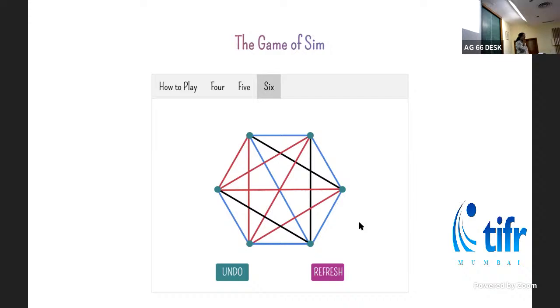Wait a second. Tum kyun tension le rahe ho? Turn mera hai na? Matlab... It's my turn. All right, it's my turn and I'm losing again. So much for the practice.